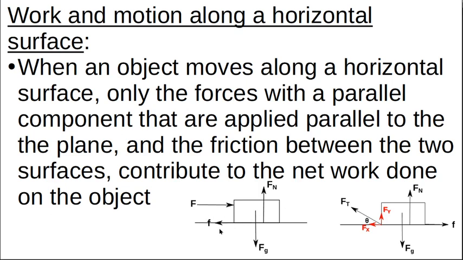However, if you look at this friction here, the box is moving that way, friction's going the other way, the angle is 180, the cos of 180 is negative 1, so the work done by this force will be negative.